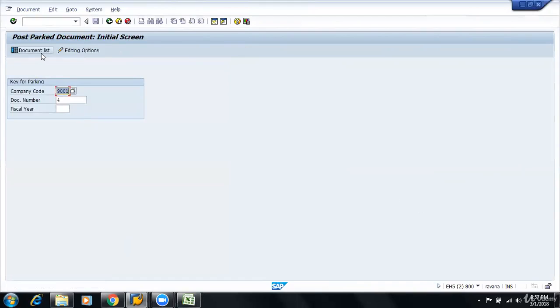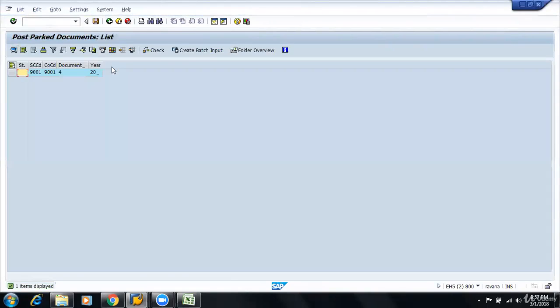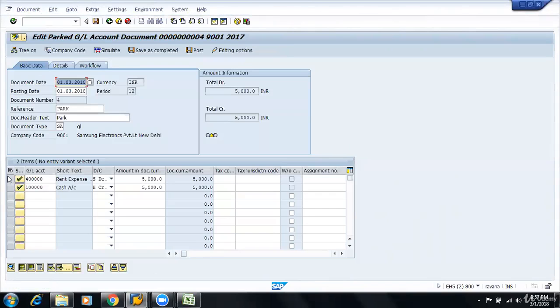System says, what do you want to do with this? What is the document number? I said the document number is 4. If you don't know what the document number is, go to the document list on the top, just execute, giving the company code. System shows you all the parked documents in your system. Currently, I have only one parked document, so system is showing only one. Double click. There you are. This is my parked document.